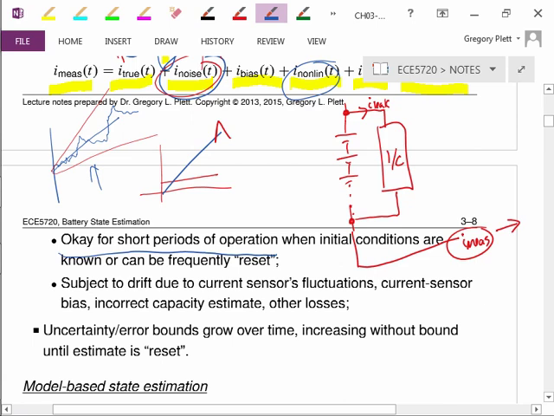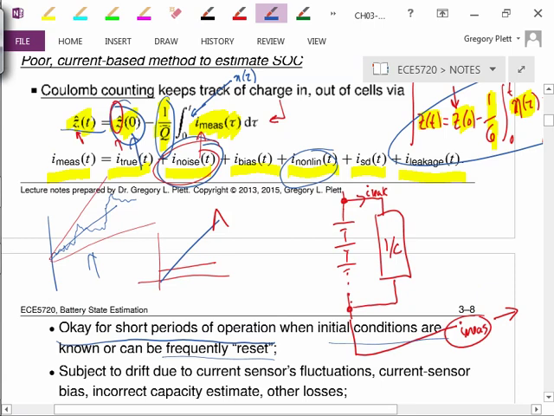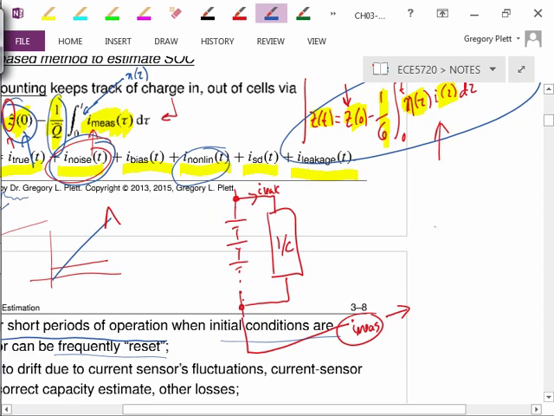So it's okay for short periods if the initial conditions are known, or if I can frequently reset the Coulomb count. So if I have a way of calibrating my Coulomb count on a fairly regular basis to start over with a new Z0 right now and to then use the Coulomb counting only for short intervals, that's okay. It can be okay. Maybe not great, not the best, but okay. And there are some cells for which this is really the only feasible way of doing SOC estimation, unfortunately.